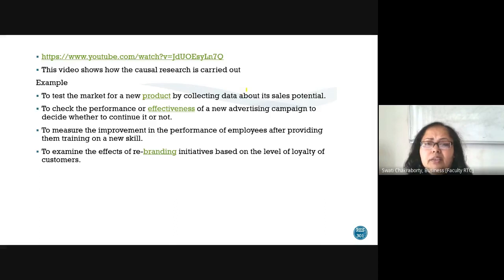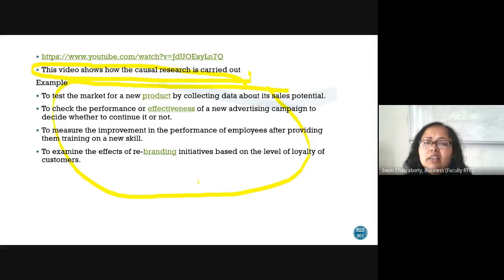So this is a video which tells how causal research is carried out. This is an example where we test the market for a new product by collecting data about its sales potential, and check the effectiveness of a new advertisement campaign to decide whether to continue or not. These are all examples. Others measure the improvement in the performance of employees after providing them training on a new skill, or examine the effects of a rebranding initiative based on the level of loyalty of customers.